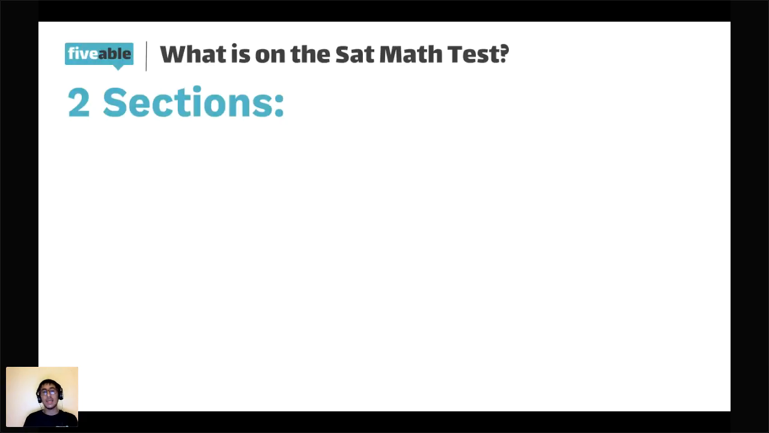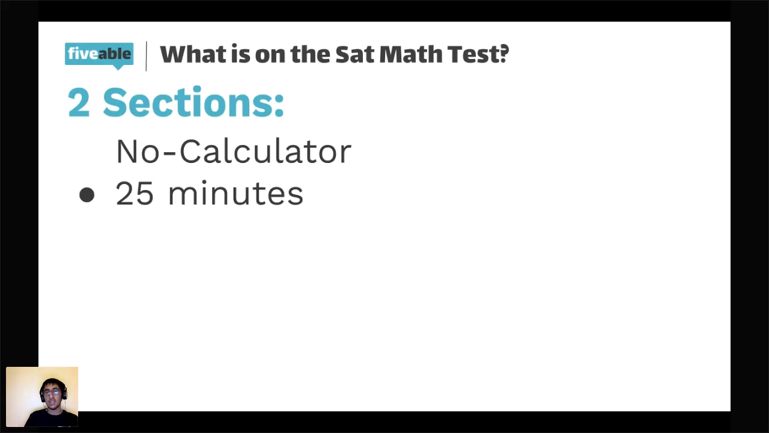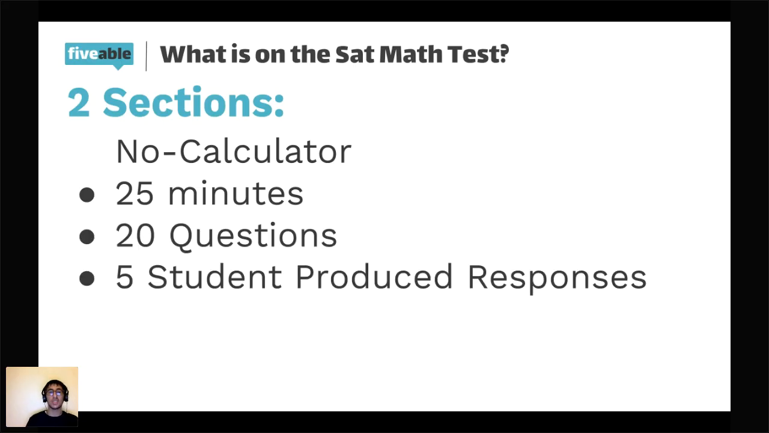All right. So the SAT math test has two sections. We've got the no calculator section, which is 25 minutes. It has 20 questions. And 5 of these questions are student-produced responses. So there are 15 multiple choice and 5 student-produced responses. The 15 multiple choice are A, B, C, D. The ACT has A, B, C, D, E, while the SAT only has A, B, C, D.